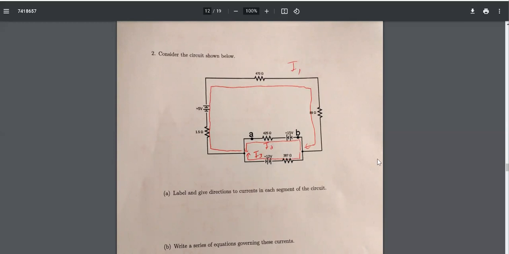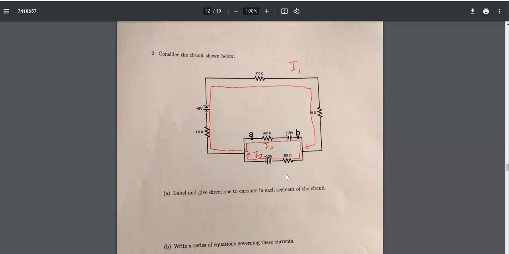It's because of the presence of these batteries here. They sort of mess everything up. So the only way to solve this circuit is to use Kirchhoff's rules. So the first thing we should do if we're doing a Kirchhoff problem is draw the current through each part of the circuit, give it a direction, and give it a name.